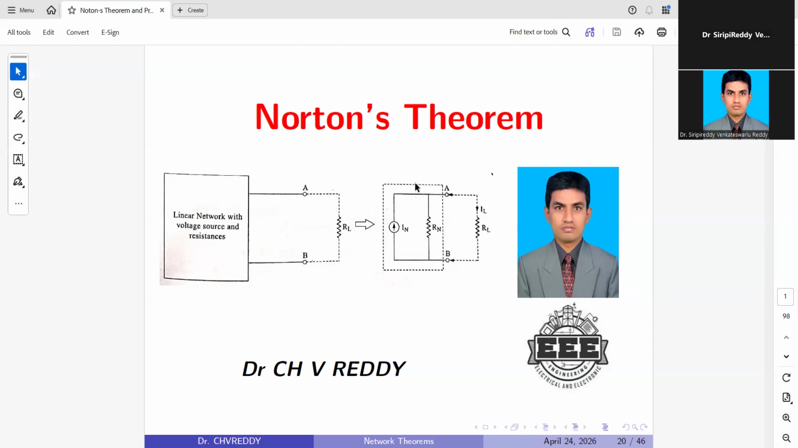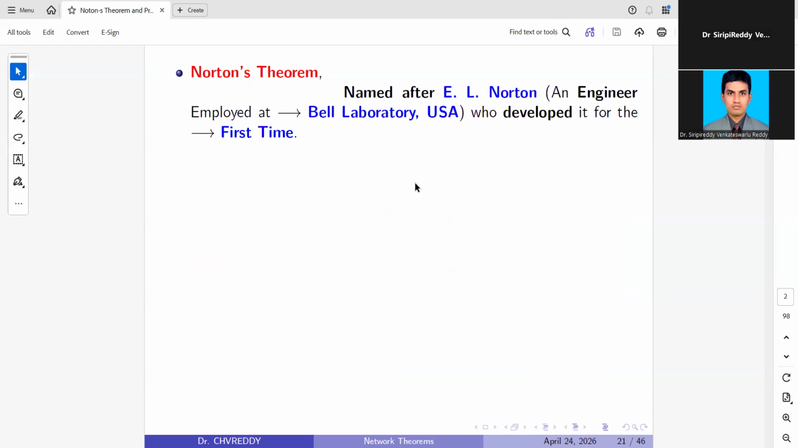Norton's theorem is named after E.L. Norton, who developed it for the first time. He was an engineer employed at Bell Laboratory, USA.